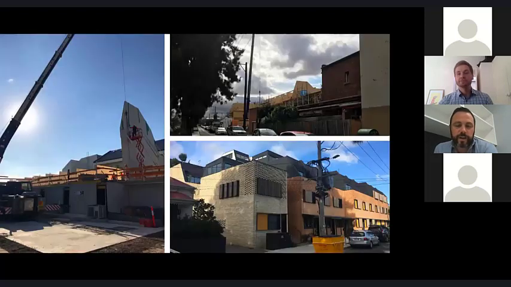Definitely, mate. So this next slide is a job that was built in Brunswick in Melbourne, and very, very difficult site access. And you can see the street parking, the overhead cables, and what we actually had to do was leave part of the concrete structure out to bring the mobile crane into that location.